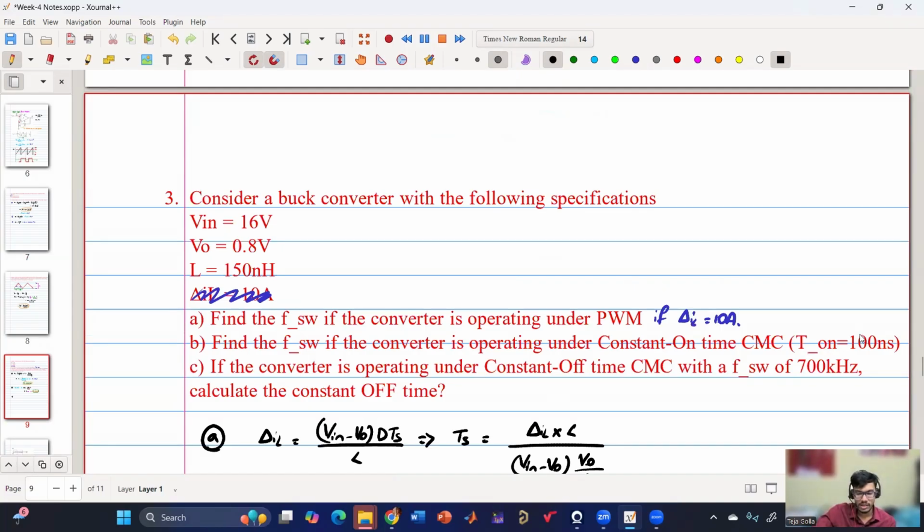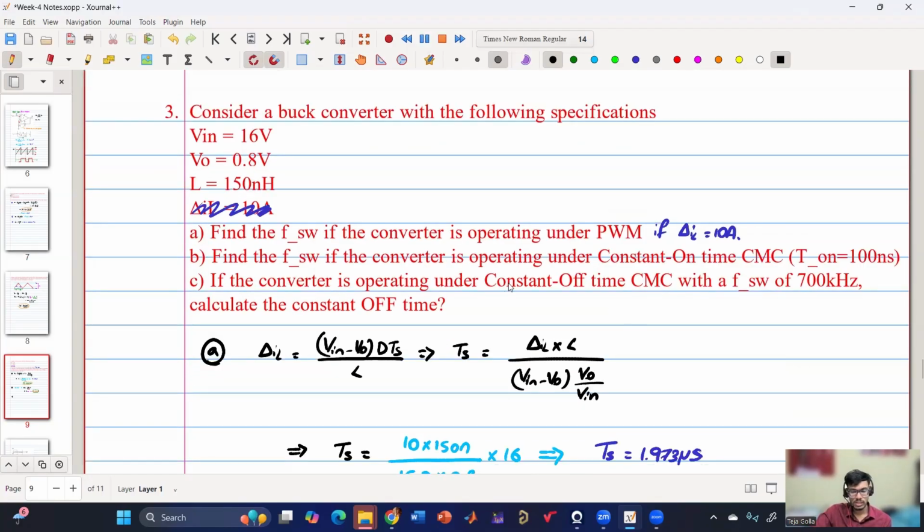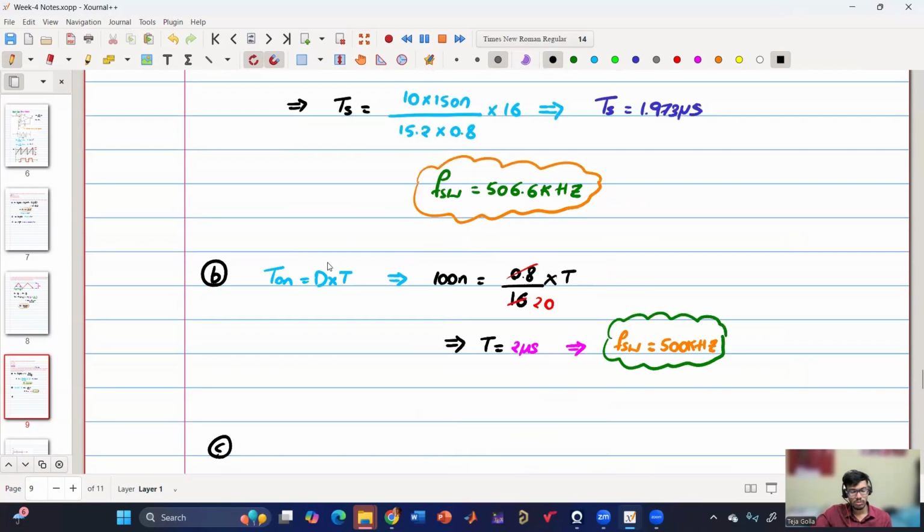If on-time is given, then delta L is not needed, and it may not be 10 amperes also. So it was only for the first part. In the third part, they have not given delta L; they have given V in, V naught, L, as well as switching frequency, and they're asking for off-time. So this is the hint. Similar to part B, we have to do part C as well.